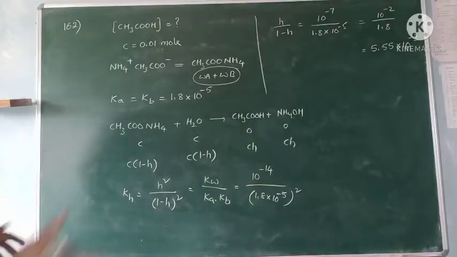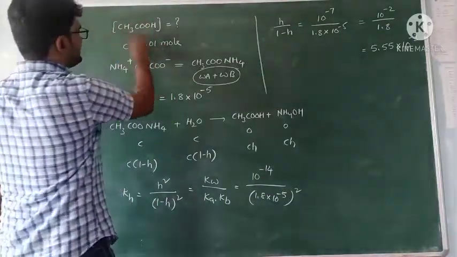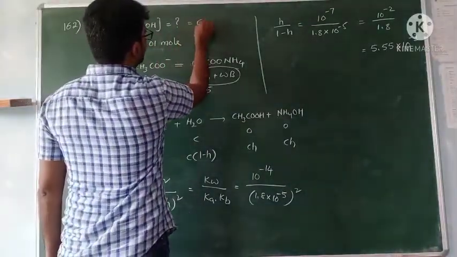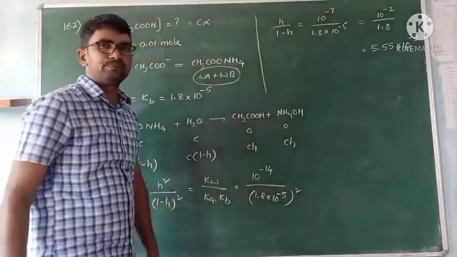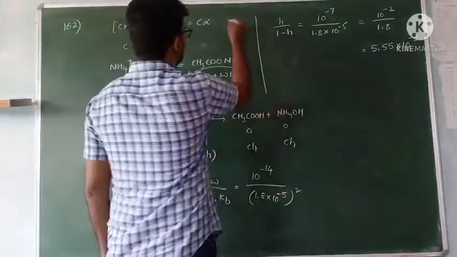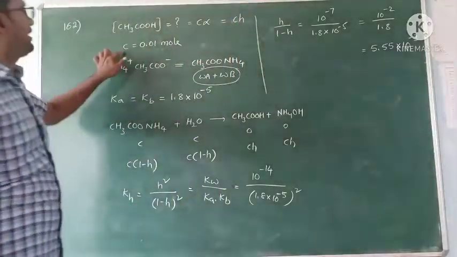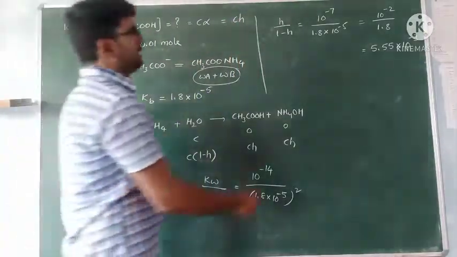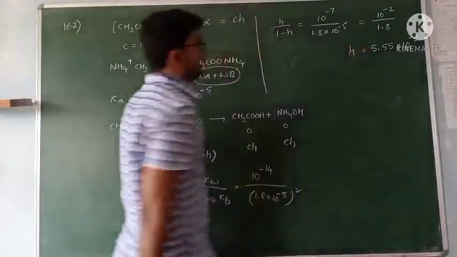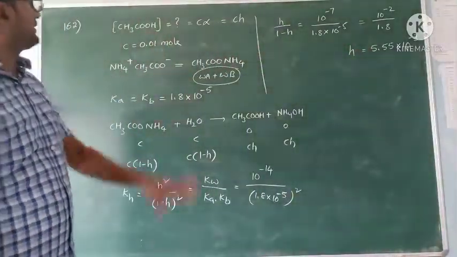Sir, why are you doing it? This one, sir, is very simple. Concentration of any ion is C alpha according to Ostwald dilution. But in salt hydrolysis, here alpha means h. C value is already given as 0.01. Now we are calculating the h value. Okay, right.